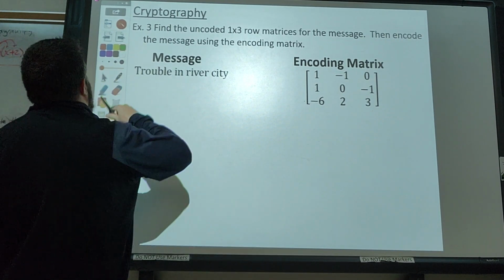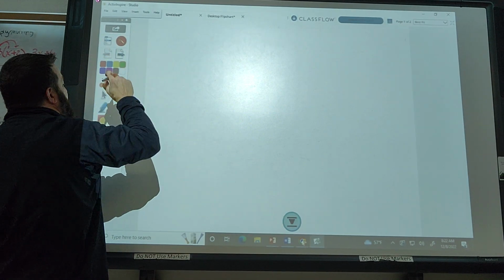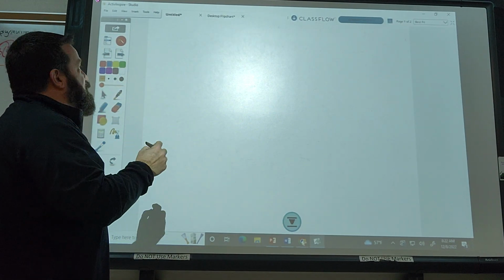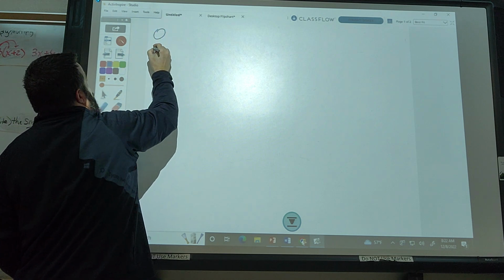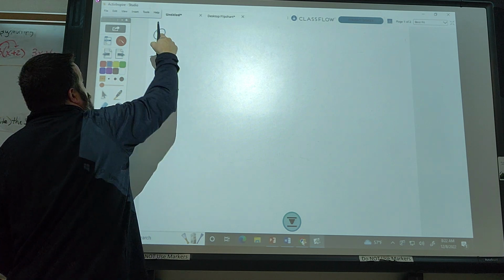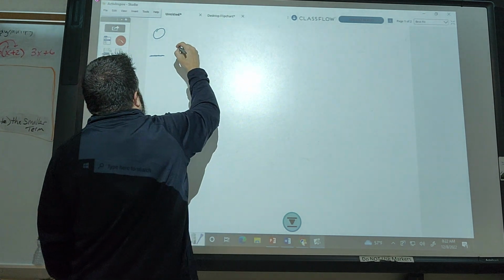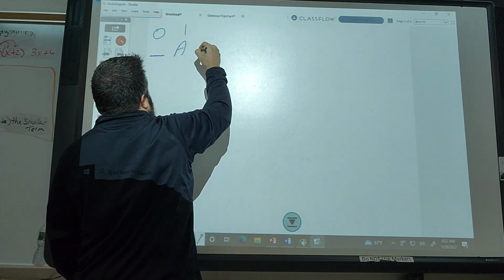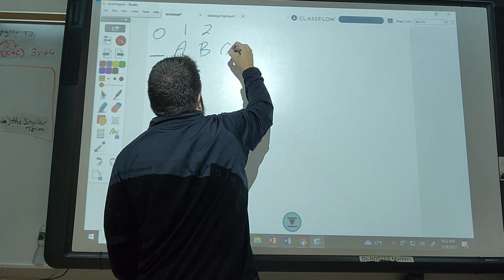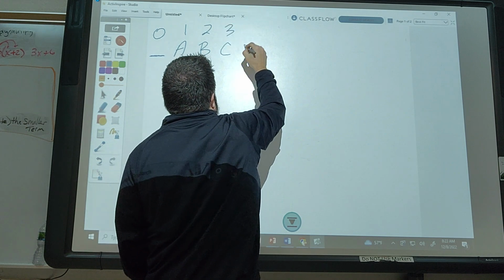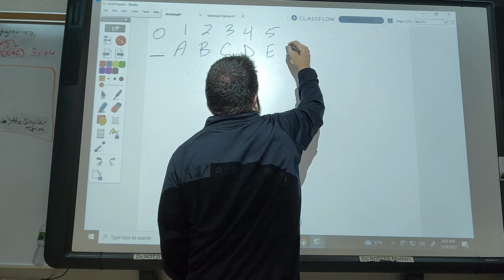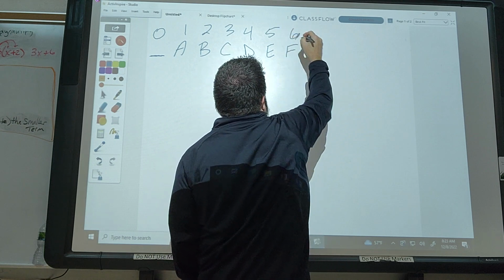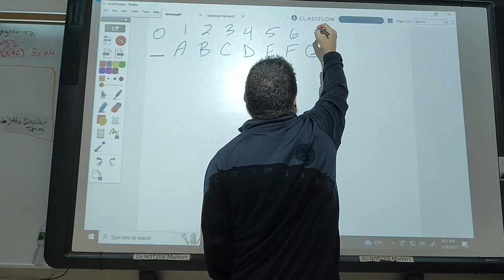Now, their way of doing the message is pretty basic. If you want to have a space, you use the number 0, and then A is 1, B is 2, C is 3, D is 4, E is 5, and so forth. So it's going to take me a moment. I'm going to have to do 26 of these, obviously.